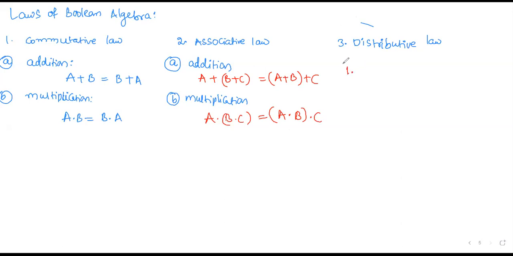Distributive law, we have two laws here. A into (B plus C) is equal to A into B plus A into C. You can do expansion like this, and you can do commonality like this. A into B plus A into C is equal to A into (B plus C), taking A common. This is the distributive law.